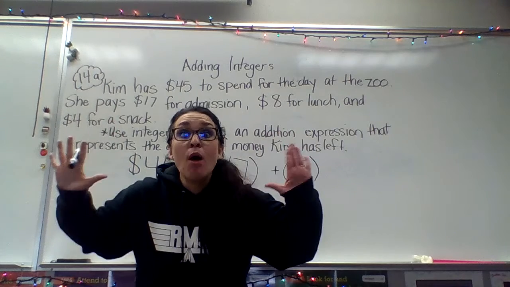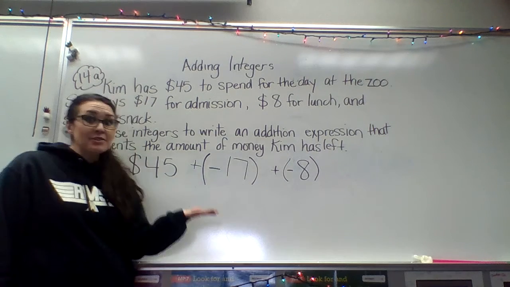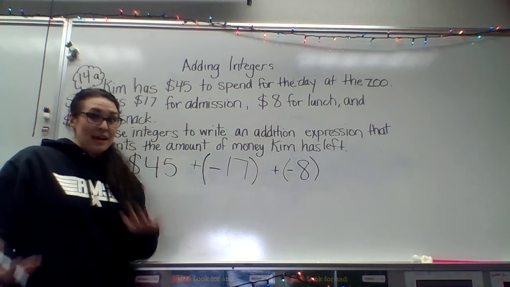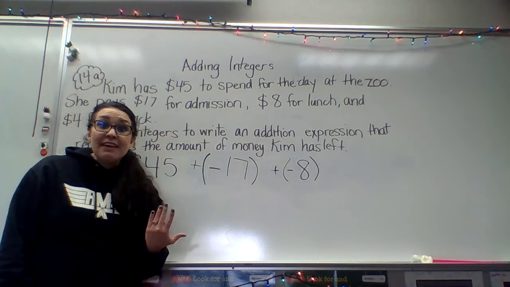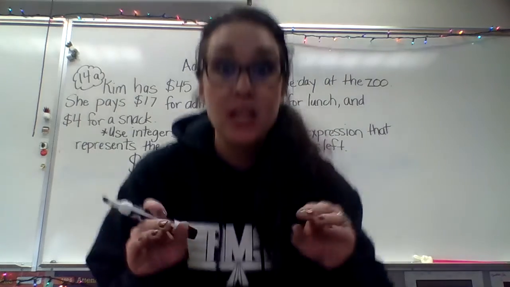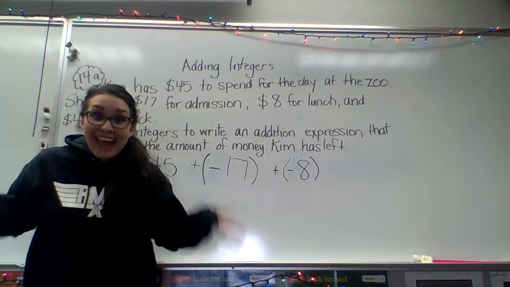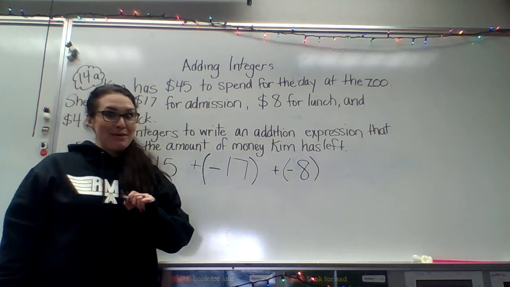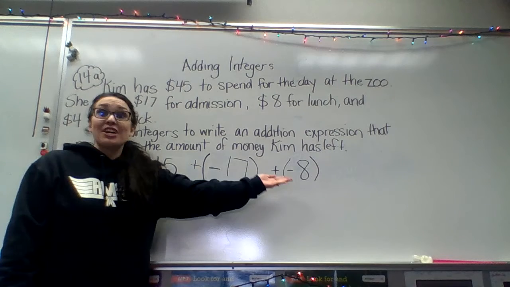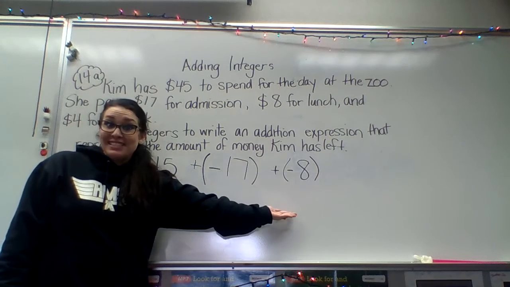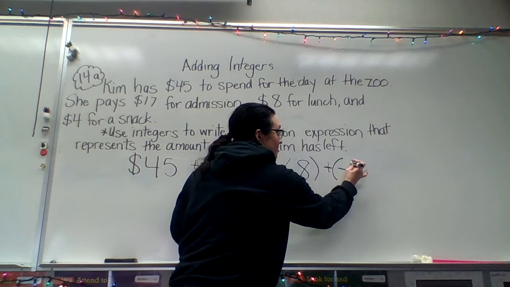But wait, there's more. Not only did Kim get a ticket to go into the zoo and an $8 lunch, she also paid $4 for a snack. Now again, is that going to be a positive $4 that Kim gets or a negative $4 that she is giving away for her snack? Again, remember, she's giving it away, so it's negative. It's coming out of her pocket and it's going to the snack man. You're right again. It would be negative $4. Here's how we can represent that. We would put our positive 45 plus our negative 17 plus our negative 8. Remember, that's the admission to the zoo plus the lunch plus, now I need to add her snack. So that will be plus that negative $4.